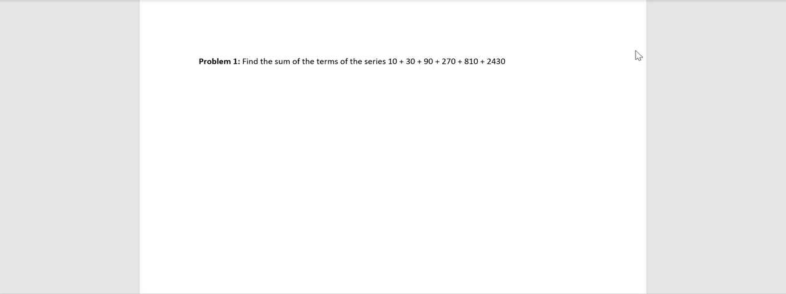Looking at geometric series, we now have, instead of a sequence, where a sequence would have commas, a series because it has plus signs. And we will see why this is a geometric series in one moment. All right, so let's go ahead and look at this. We have 10, 30, 90, 270, 810, and 2,430.